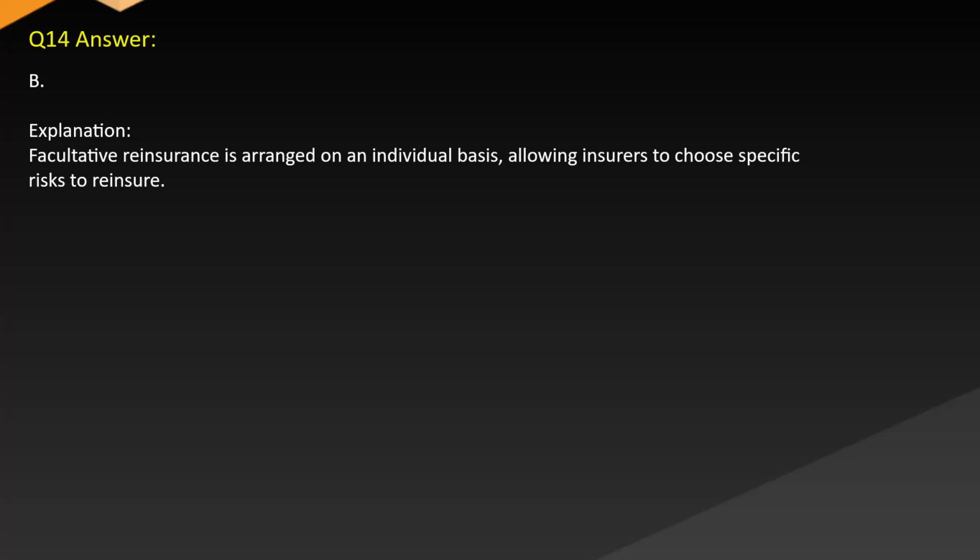Answer B. Explanation. Facultative reinsurance is arranged on an individual basis, allowing insurers to choose specific risks to reinsure.